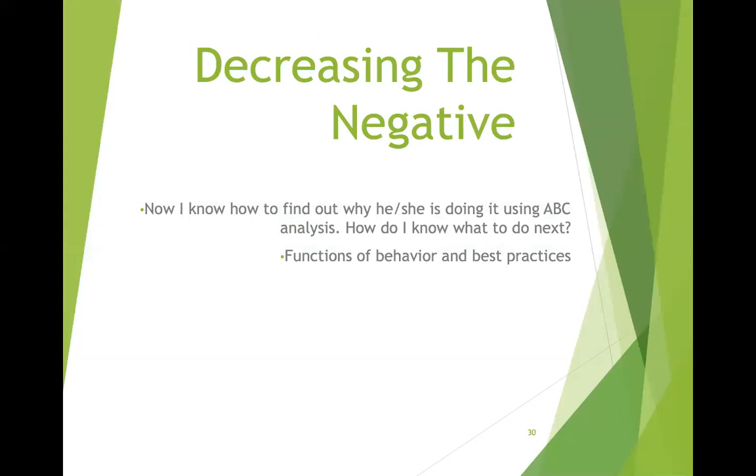All right, next we are going to talk about decreasing the negative. Now, I know antecedents and consequences can affect behavior. I also know that something can have stimulus control, which causes behavior to occur. Now, how do I stop the negative behavior? So, we've already spoken about modifying antecedents and consequences, but let's get more in depth on how to do this.